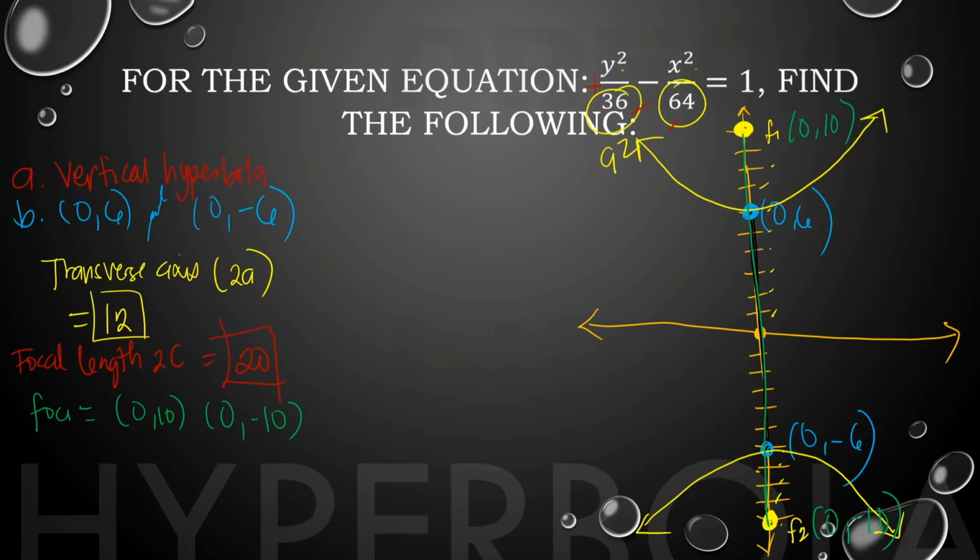Next natin yung hahanapin is yung coordinates ng conjugate axis. Dito, itong 64, ito yung b squared.